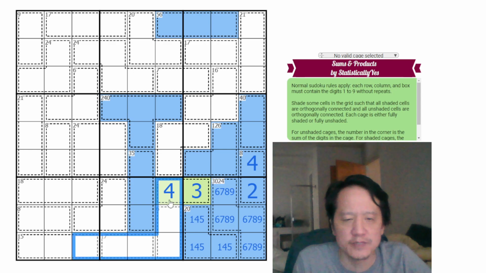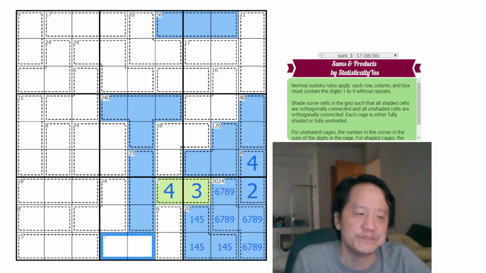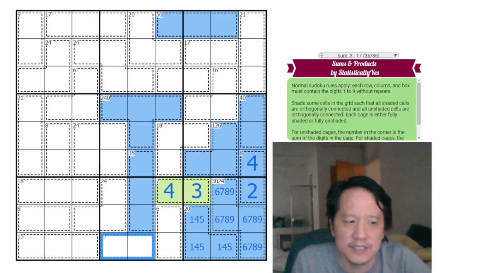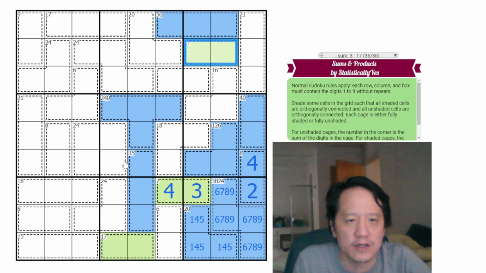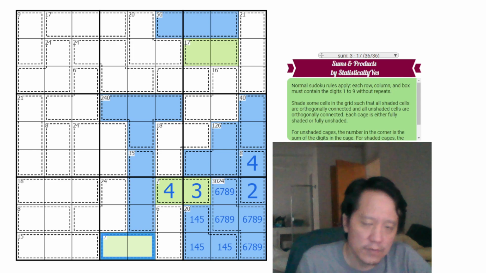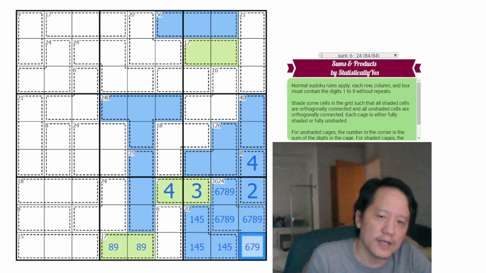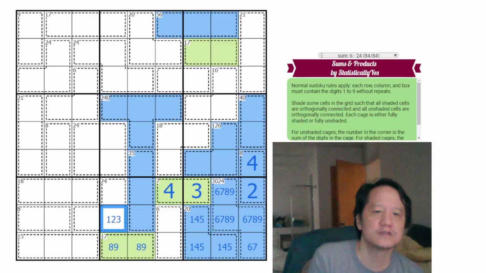This has to connect to something else. 17, okay. 17 in a 2 cell cage has to be unshaded. So that's correct. So this is 8 and 9. So this cannot be 8 or 9. So we have 1, 2, 3, 5, 6, 7.